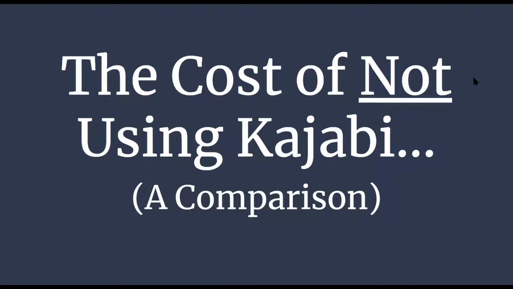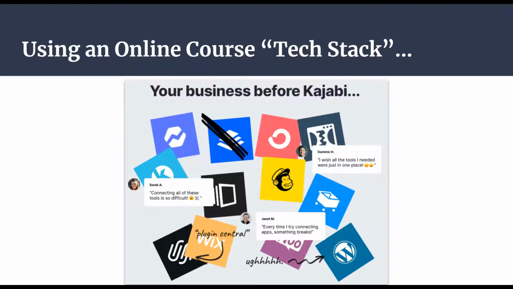Let's talk about the cost of not using Kajabi. This is the comparison. Now, using an online course tech stack usually looks something like this. You're combining a whole bunch of software that do one thing and one thing only, and you try to combine all of them to create an online course selling business. That's where Kajabi comes in and says, nope, we're not about that life. We're actually gonna make one tool that does all the things.